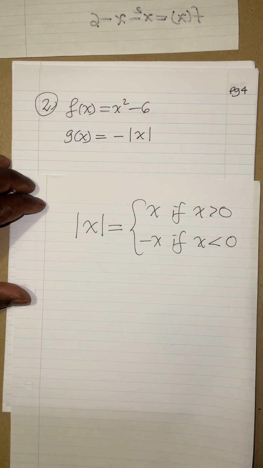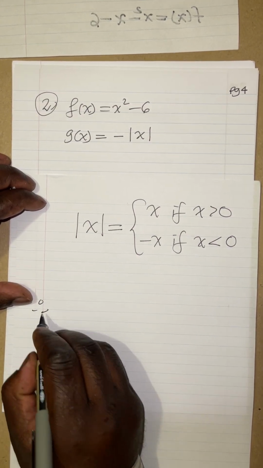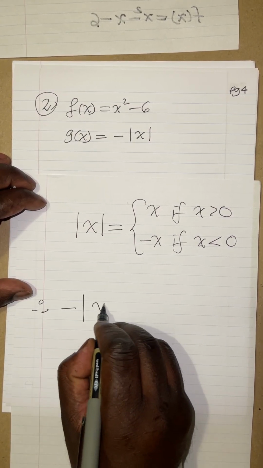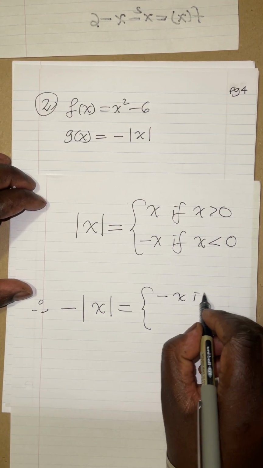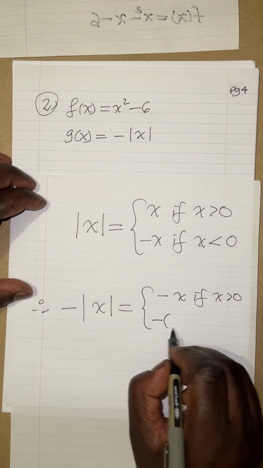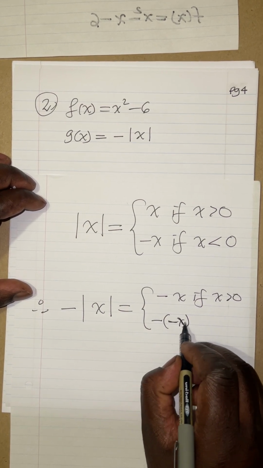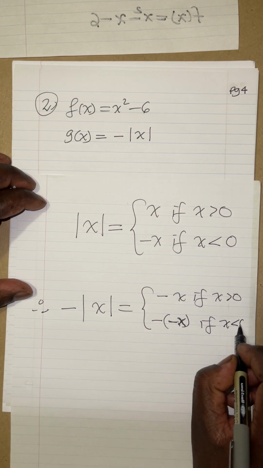That's the definition of the absolute value. And therefore, if I put a minus before this, I'm going to say minus the absolute value of x should be equal to minus x if x is positive, and minus x... remember, I'm just putting a minus in front if x is negative.